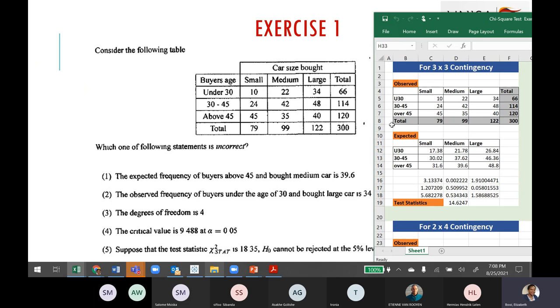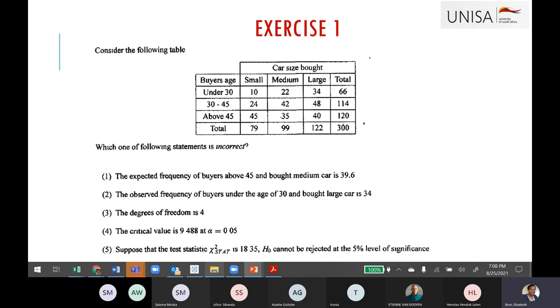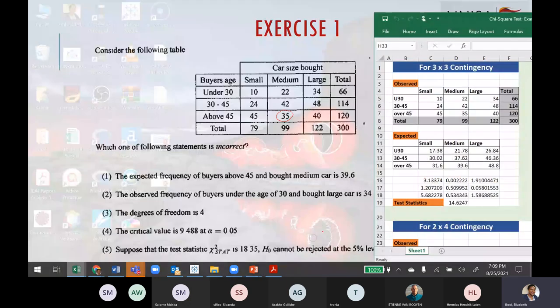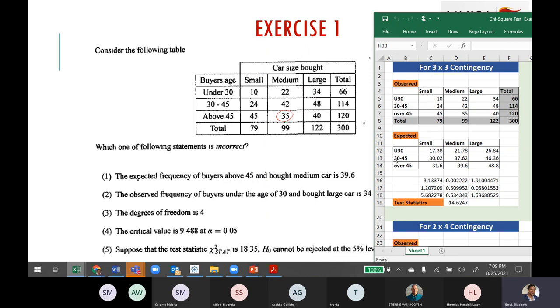So number one is saying the expected frequency for bias above 45 and medium car. In order for us to find the expected frequency, we need to go to above 45 and medium, which is 39.6. So it means number one is correct. Number two, the observed frequency for under 30 and large car is 34. So that one is also correct.